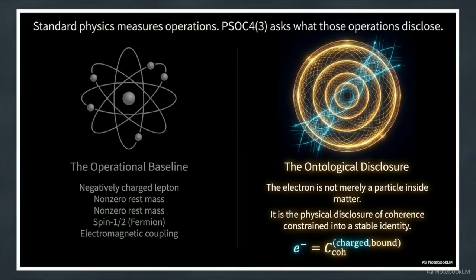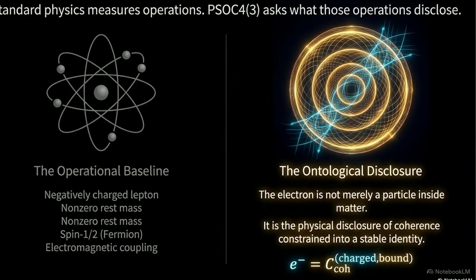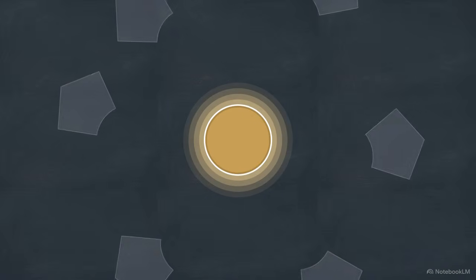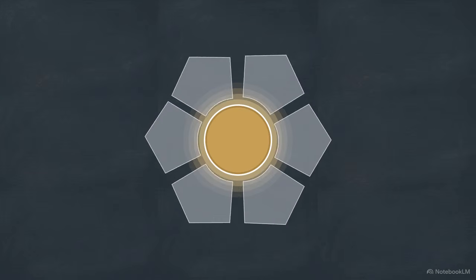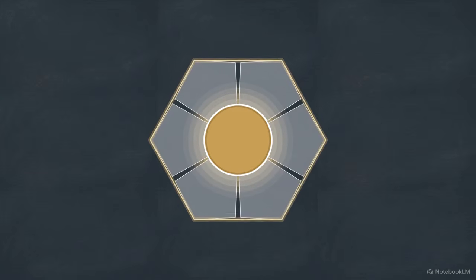This chart contrasts the two viewpoints. On the left, the Bohr model represents the baseline, a fragment of matter orbiting a nucleus. The PSOC 43 framework on the right identifies the electron as a physical disclosure of coherence, held in a stable, boundary-bearing state. Within this framework, the electron functions as the boundary-bearing quantum condition, making structured matter physically possible.